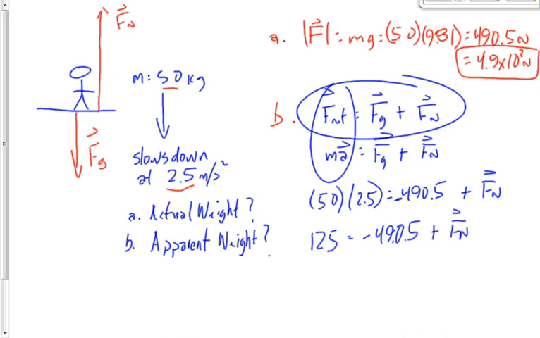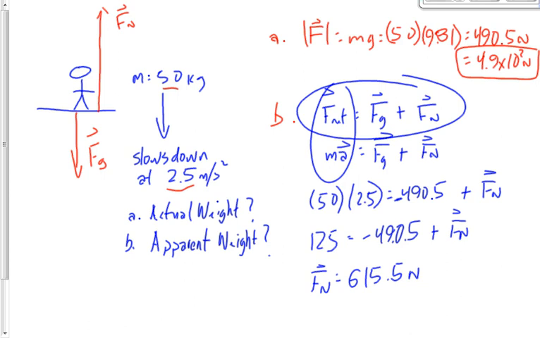And we'll take the 490.5 over to the other side by adding. 615.5 newtons. All right, that's the normal force. What was I looking for? I wasn't asked to find the normal force. I was asked to find the apparent weight.